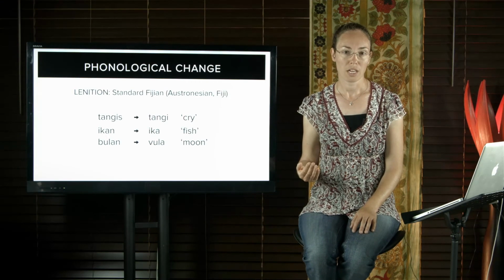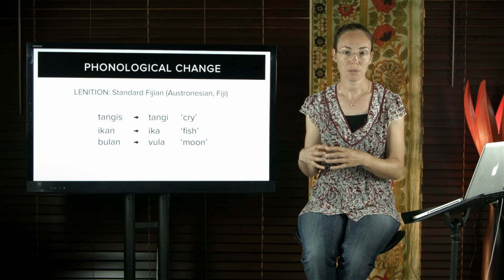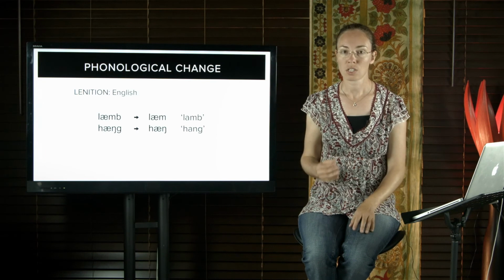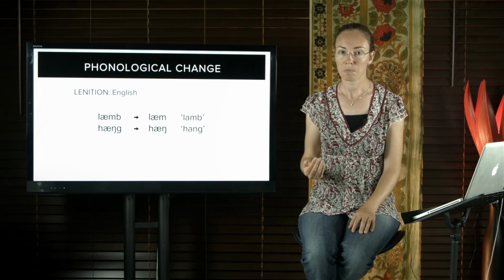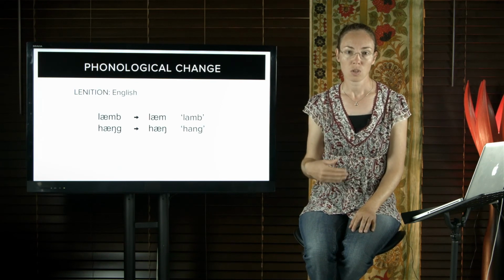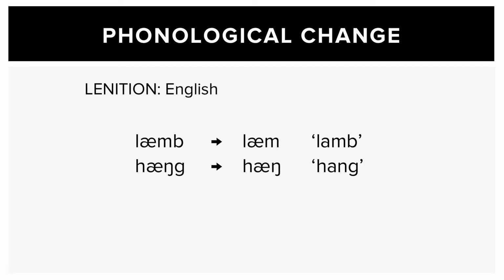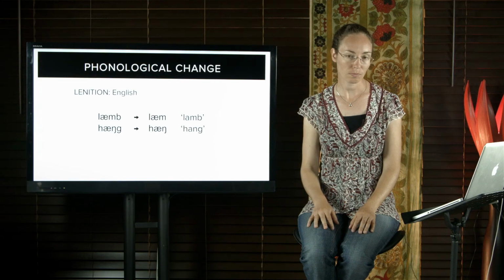Another form of weakening is when a cluster of consonants are simplified by one of the consonants disappearing. In English, word final clusters like mb and ng were reduced by losing the final stop. So lamba has become lamb and hanga has become hang.